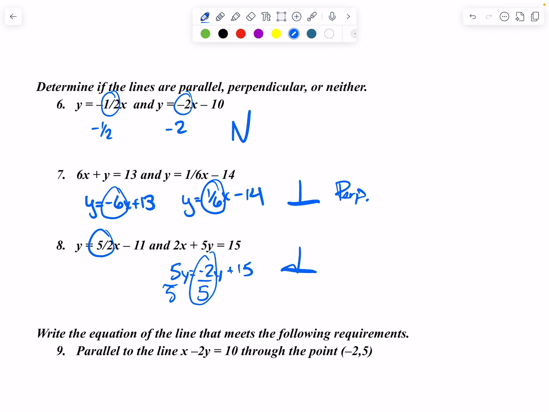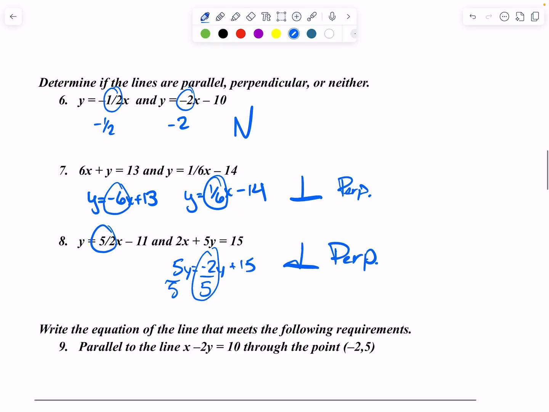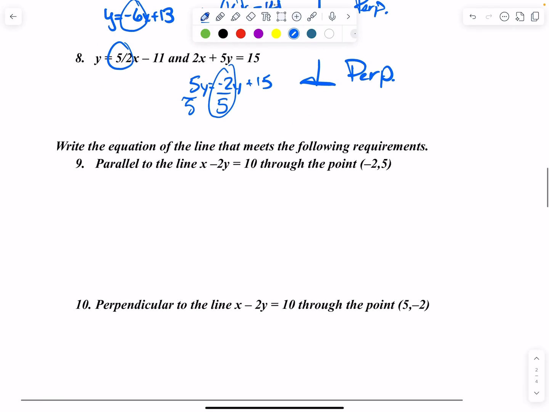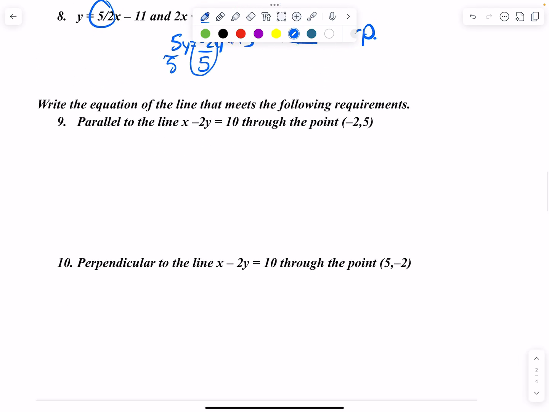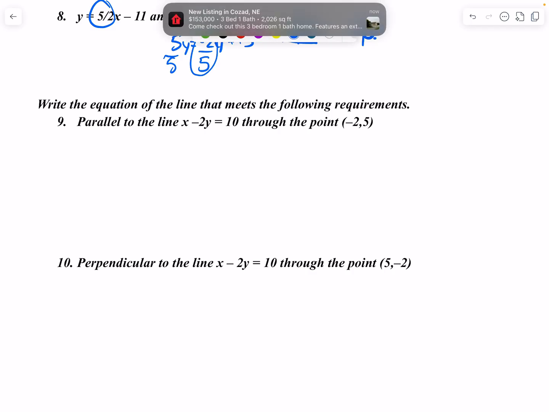Those are negative reciprocals of each other, so those again are perpendicular. To write an equation of a line, remember, all we care about is the slope, so pay attention to the slope. If you don't know what it is, find it, and then use it to do point slope basically on these two. So again, pause, take a second, and try it.